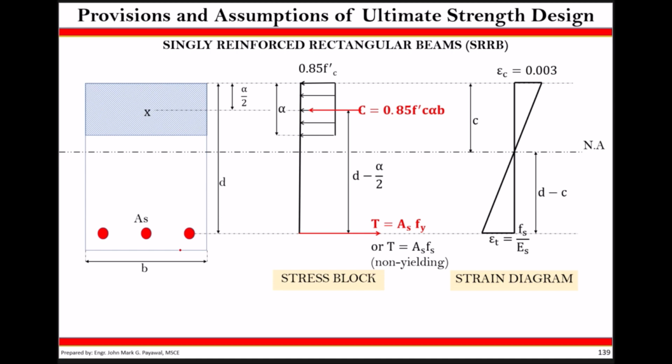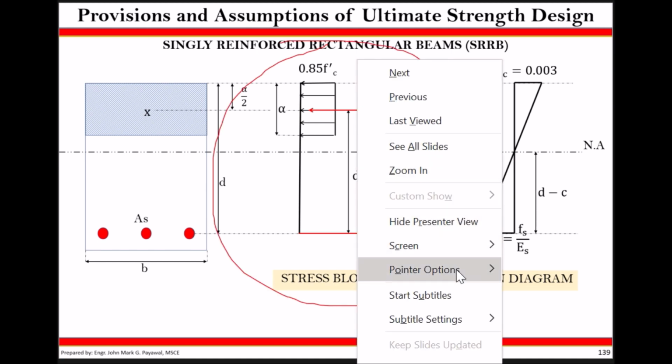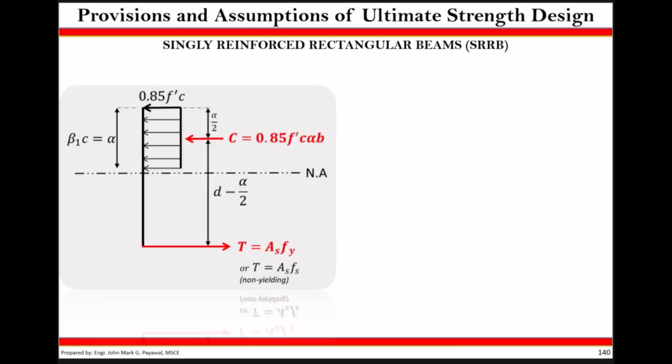If we take out this section and proceed with the derivation of formula, what we could have is this. If we remember, your a from the code is actually equal to beta 1 multiplied by c. So, gagamitin natin siya in deriving your equation. Because this is in equilibrium and compression is equal to tension, we can say that in WSD, moment is taken as compression times jd or tension times jd. Let's consider compression. Ito. Pero hindi na natin gagamitin to kasi ito ay for WSD.